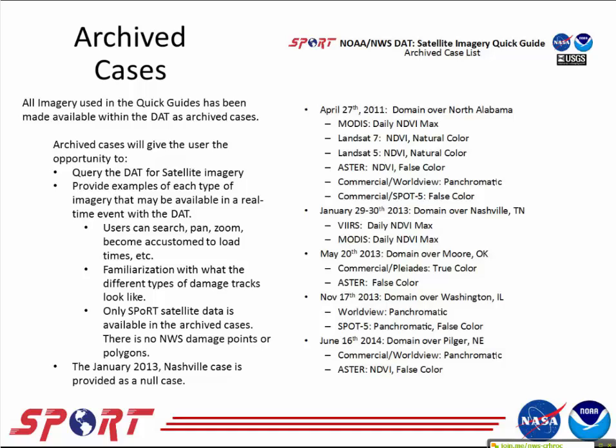The May 20th case of Aurora, Oklahoma shows examples of the true color Pleiades imagery and the Aster false color. The domain over Washington, the panchromatic and the Spot 5 panchromatic in false color, and your domain over Pilger, Nebraska for the commercial WorldView and the Aster. Next slide.